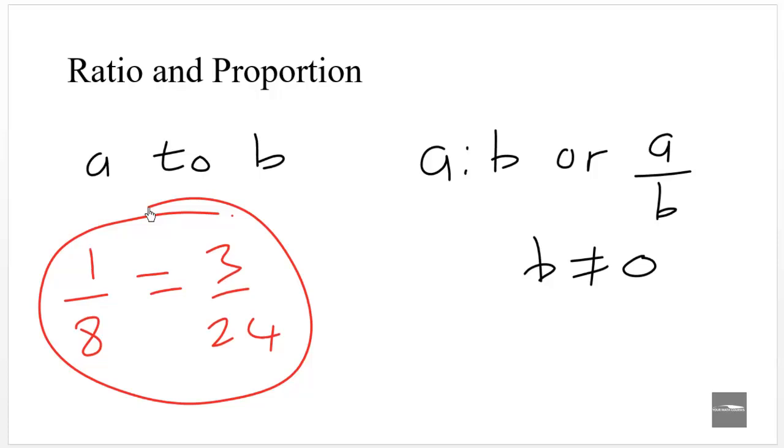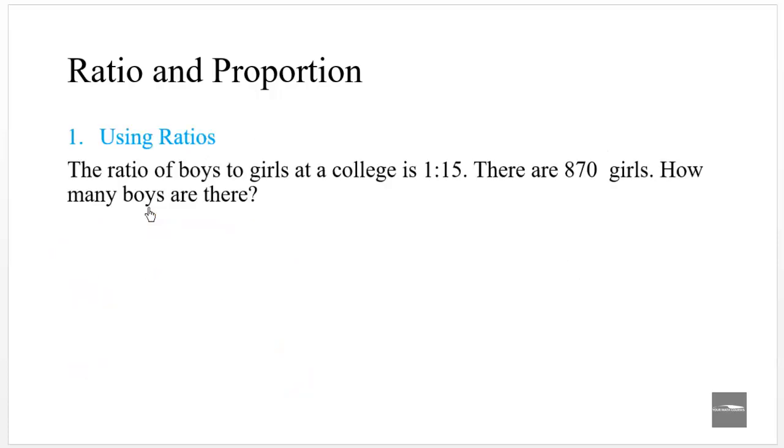Alright. So now, let's see how we can use ratios. The ratio of boys to girls at a college is 1:15. There are 870 girls. How many boys are there? So how do we go about this? So let's see how we can solve this.